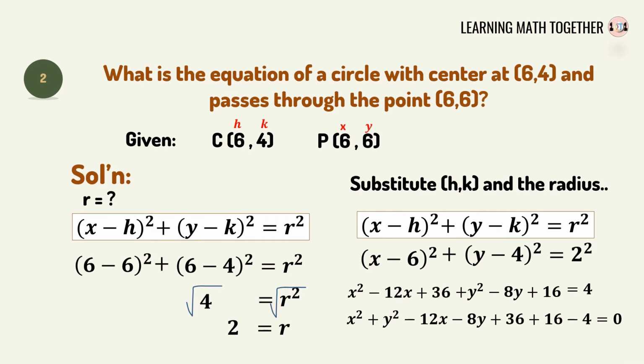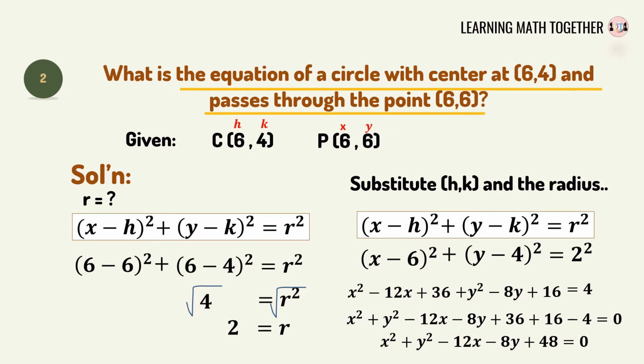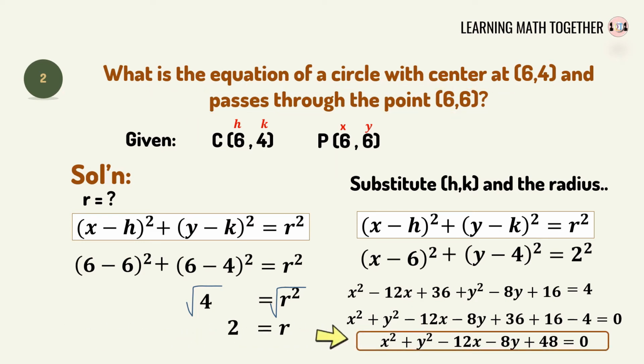Now let us simplify this one further. Copy x² + y² - 12x - 8y, and then combine all the constant terms. We have here 36 + 16, that is equal to 52, - 4, that is equal to positive 48, and then just copy = 0. Therefore, the general equation of a circle with center at (6, 4) and passes through the point (6, 6) is x² + y² - 12x - 8y + 48 = 0. This is the final answer.